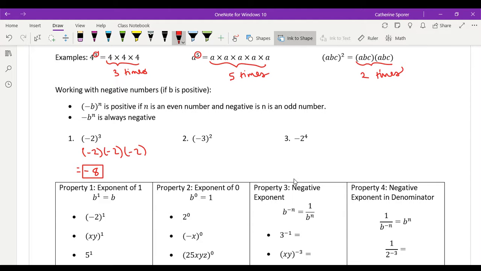But a number like (-3) squared is negative 3 multiplied by itself 2 times. Multiplying two negatives gives a positive result.